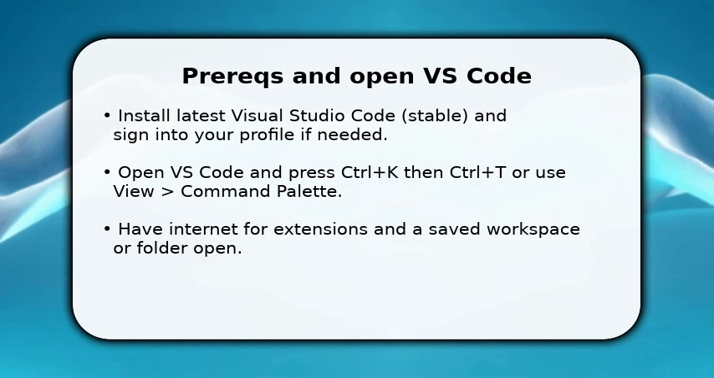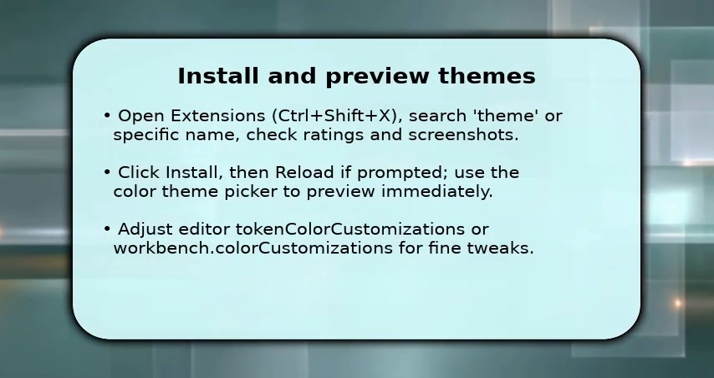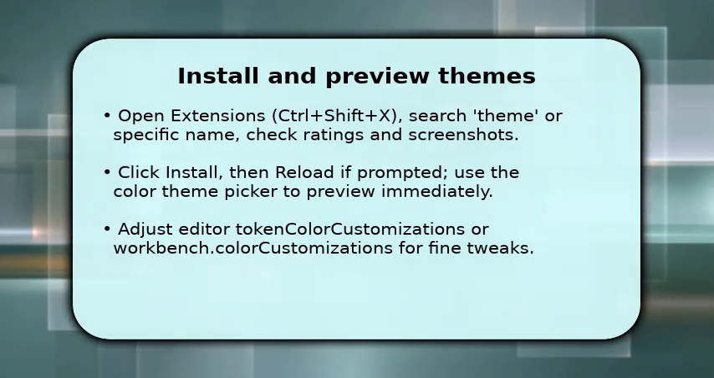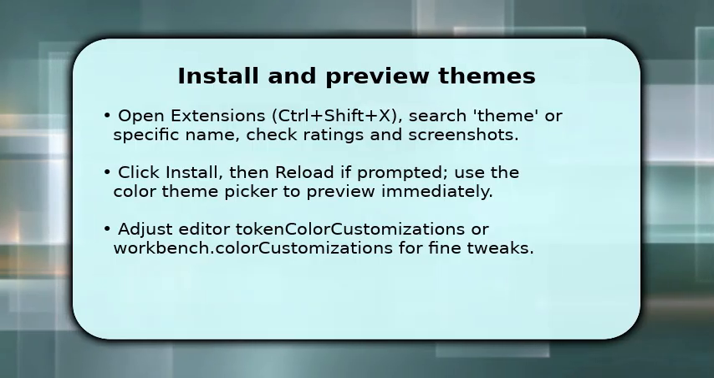Search themes by name or style and inspect screenshots and ratings before installing. After install, reload if VS Code asks, then open the theme picker to preview the new theme live. If colors clash with your icons or terminal, make small adjustments in settings.